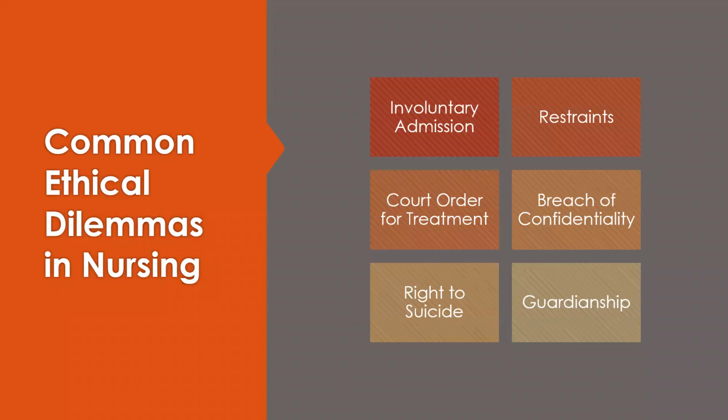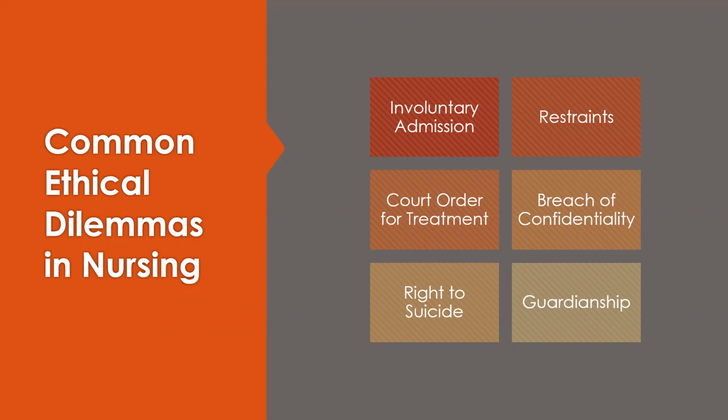Some common ethical dilemmas that you may see in psychiatric nursing include things like involuntary admission, use of restraints, and court order for treatment. The reason why these are ethical dilemmas is because they're against the patient's will. However, they are used to help optimize their health and benefit them by keeping them safe. We already talked about the breach of confidentiality with the duty to warn. Another one is the right to suicide, and that is the choosing one's own death. And this is a very popular ethical dilemma in healthcare right now as people are starting to consider dignified death. And then lastly, we have guardianship.